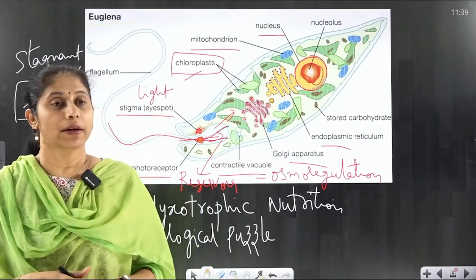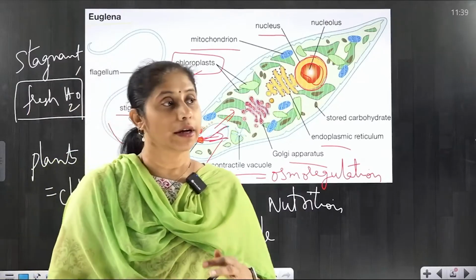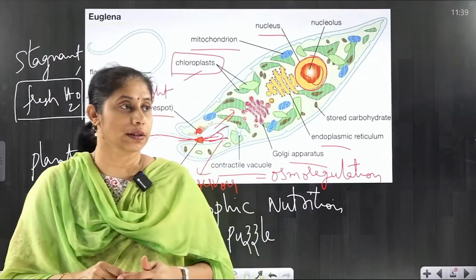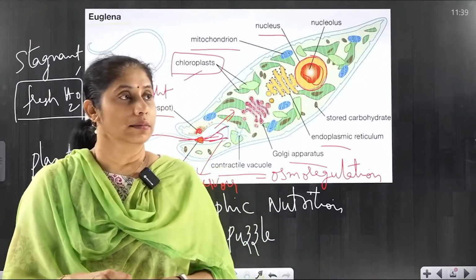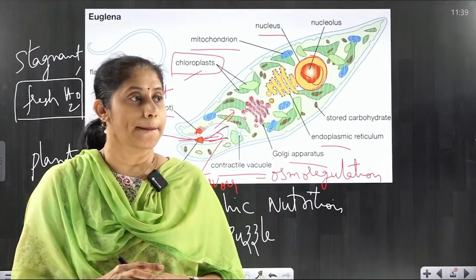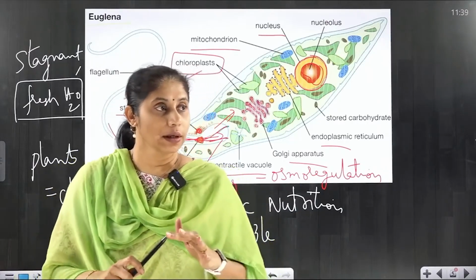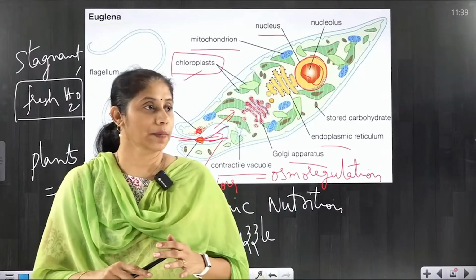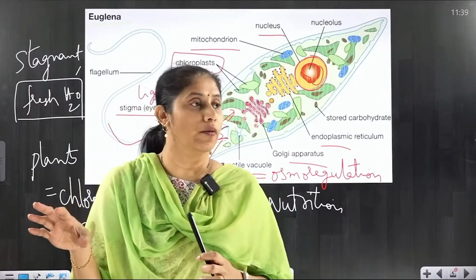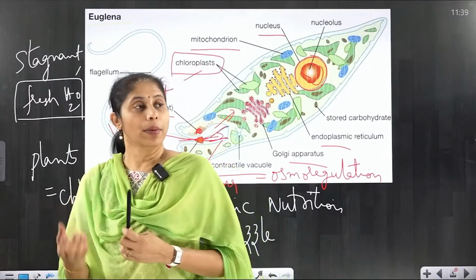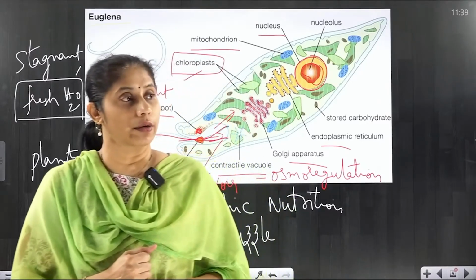So we have completed the photosynthetic protists. First one diatoms, second one dinoflagellates, third one euglenoids. They have different pigments, but all of them will perform photosynthesis and prepare the food. Very good.